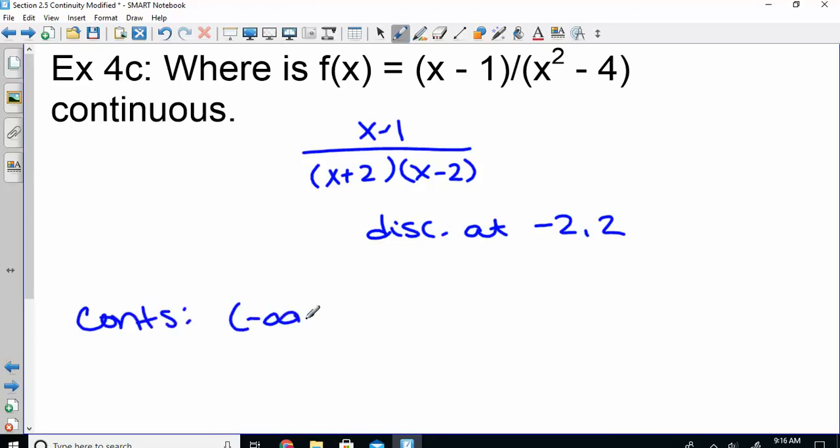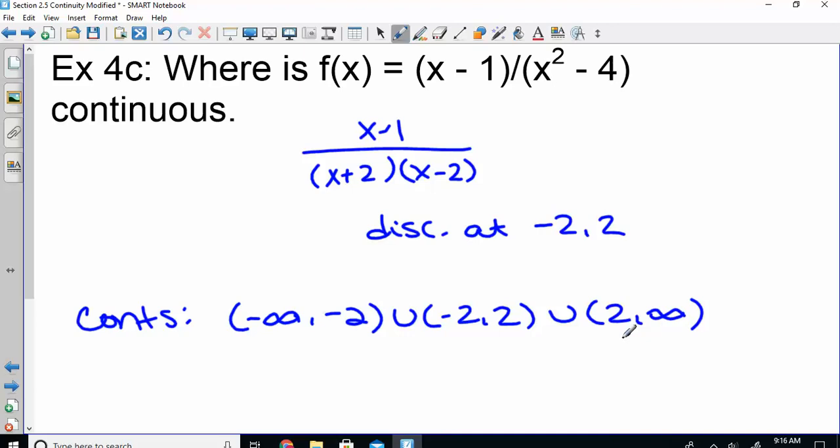So that means it's continuous everywhere else. Everything smaller than negative 2. Everything between negative 2 and positive 2. Everything bigger than 2.